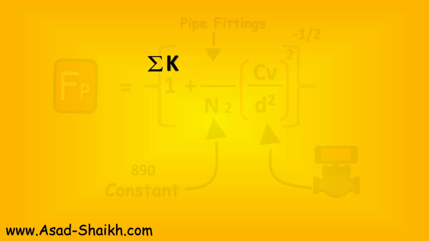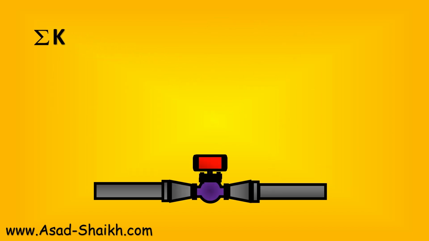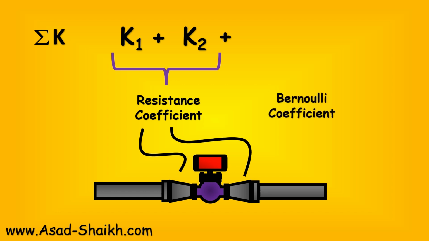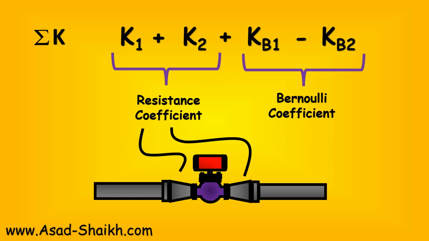Here the summation of K plays a very important role in the piping geometric factor. If you see here, these fittings are going to have some resistance. So the resistance coefficients of the inlet and the outlet are considered as K1 plus K2. So these are the two resistance coefficients that are going to be applicable, plus there are going to be some Bernoulli forces acting at the inlet side plus at the outlet side. So we are going to term this as KB1 and the other one as KB2. Now these are going to subtract from each other.